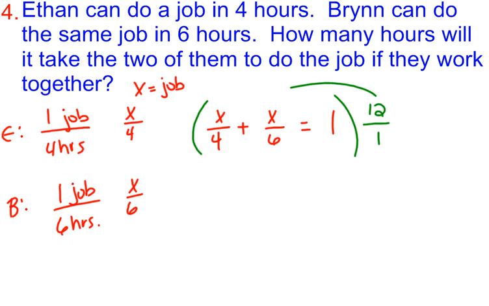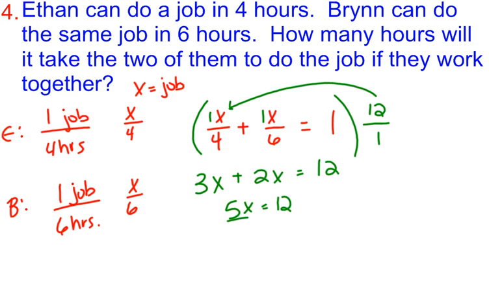So when I distribute and I take 1/4 times 12, I would get 3x. 1/6 times 12 would give me 2x. And then 1 times 12 is 12. So from here this problem gets to be pretty simple. When I divide both sides by 5, I find that x is 12/5.